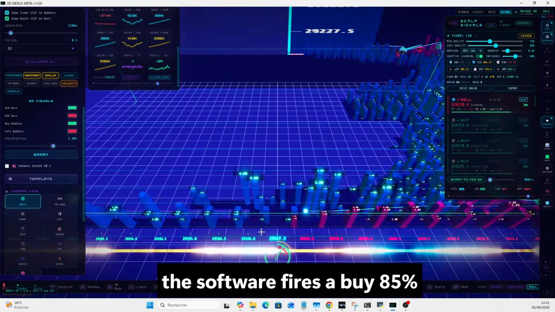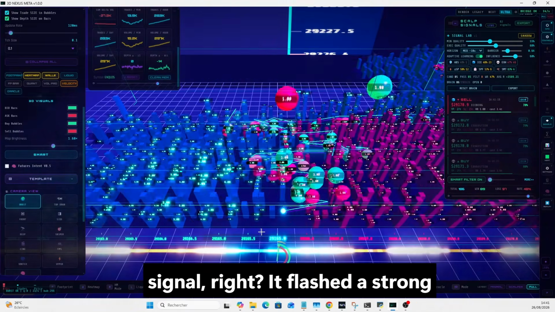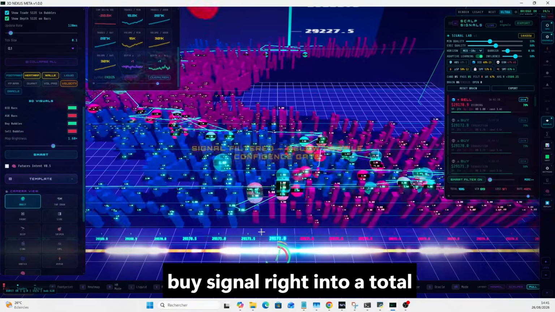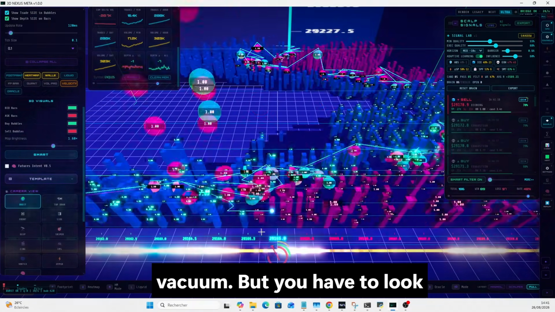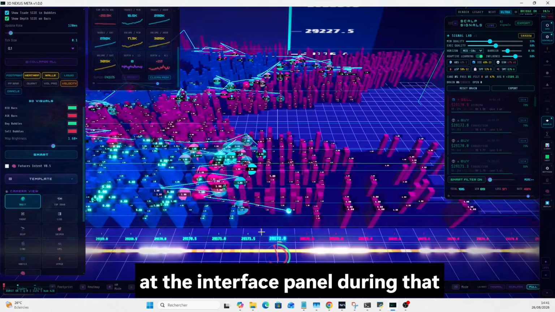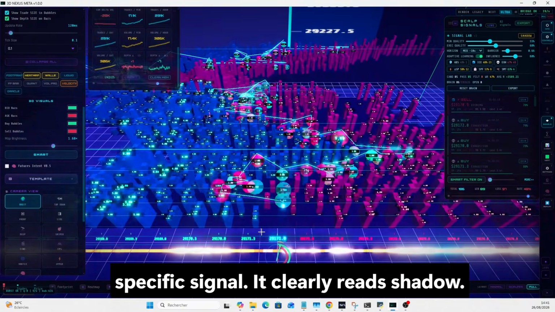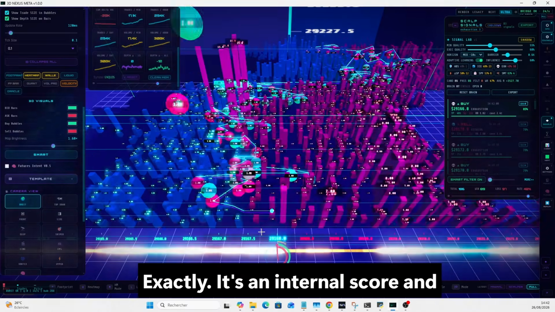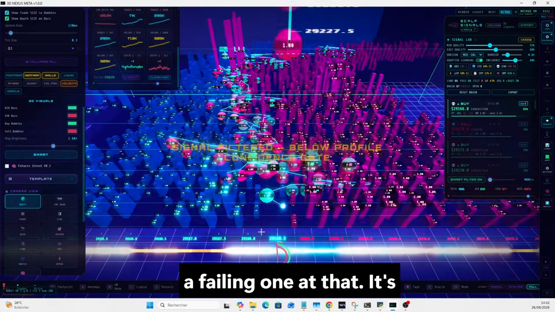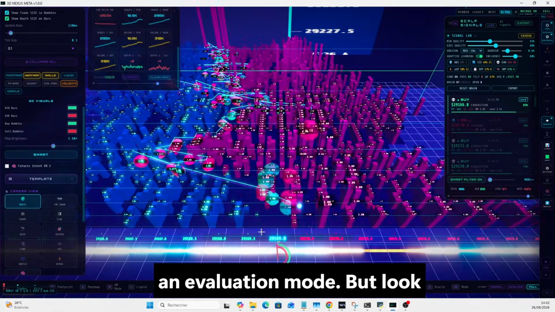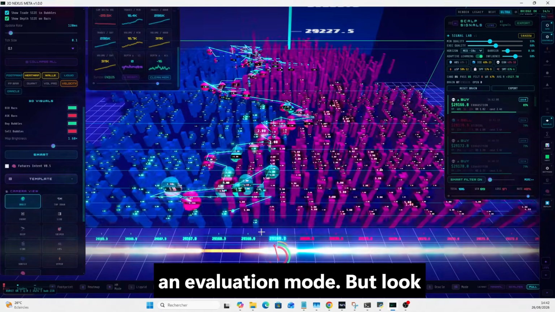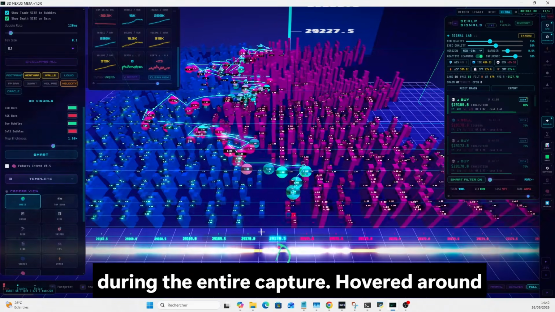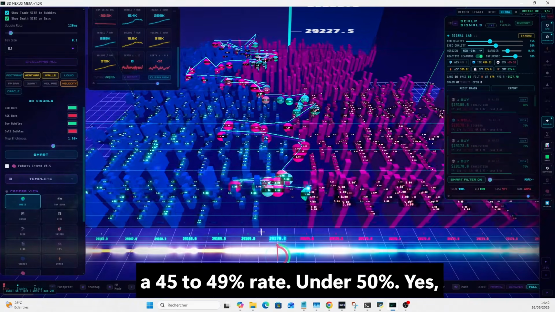During this massive repricing, the software fires a buy 85% signal. Right. It flashed a strong buy signal right into a total vacuum. But you have to look at the interface panel during that specific signal. It clearly reads shadow. Exactly. It's an internal score, and a failing one at that. It's an evaluation mode. But look at the counters. The success counters during the entire capture hovered around a 45 to 49% rate.